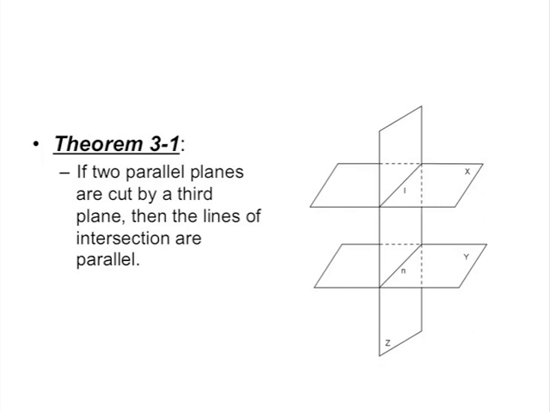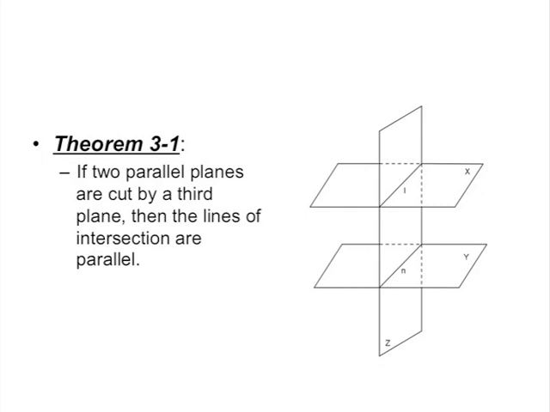Theorem 3.1 says that if I have two parallel planes and a third plane cuts on through those, that the lines of intersection are going to be parallel. I'm not going to take the time to have us write out the full proof here, but we'll talk about what that proof would look like.